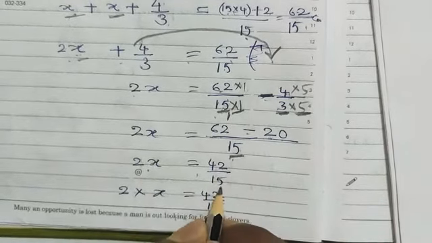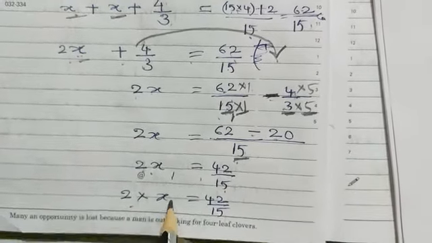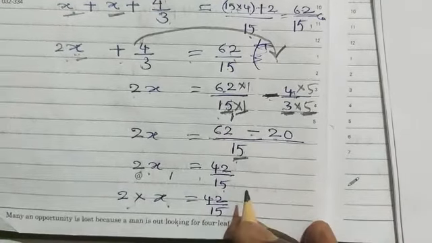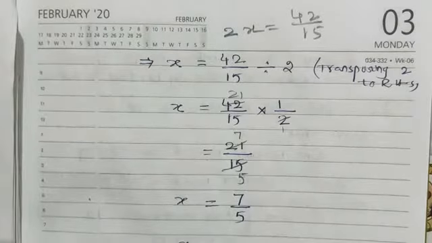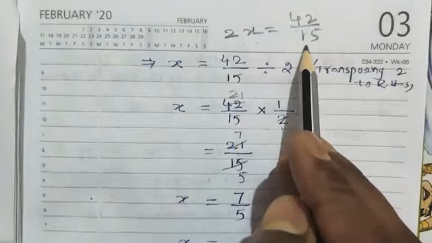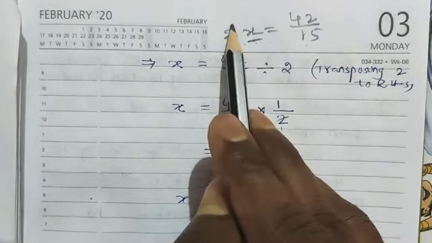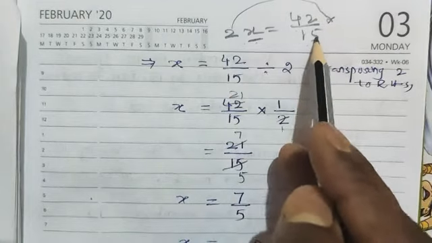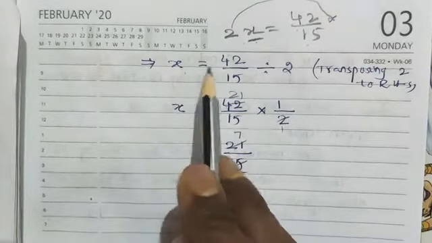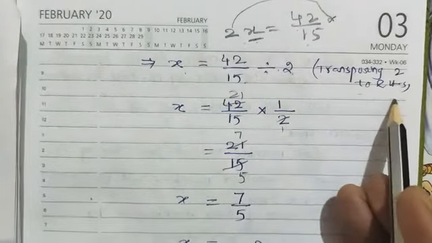2x is equal to 42 by 15. 2x is nothing but 2 into x is equal to 42 by 15. Now, in the previous step 2x equal to 42 by 15 is there, but if you wanted to find the x value, this 2 is multiplying, it will come to the other side, it will divide. 42 by 15 divided by 2, transposing 2 to RHS.